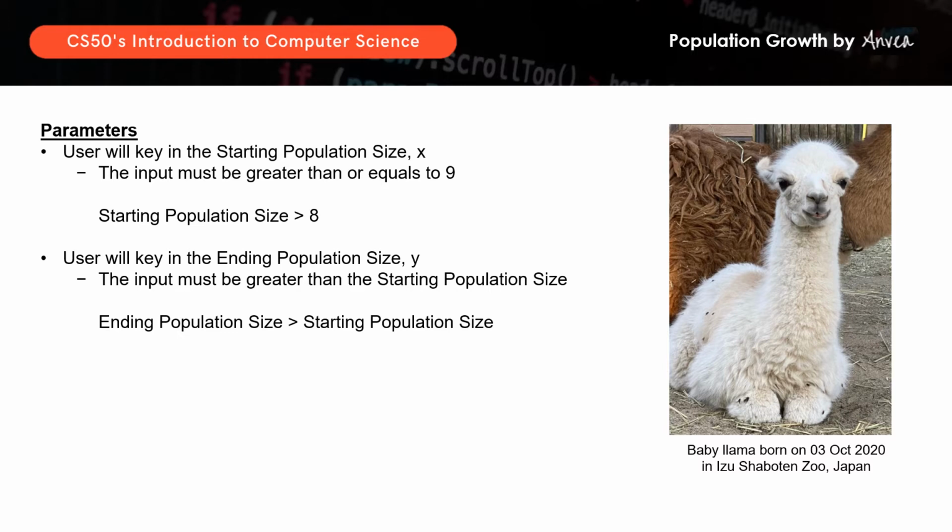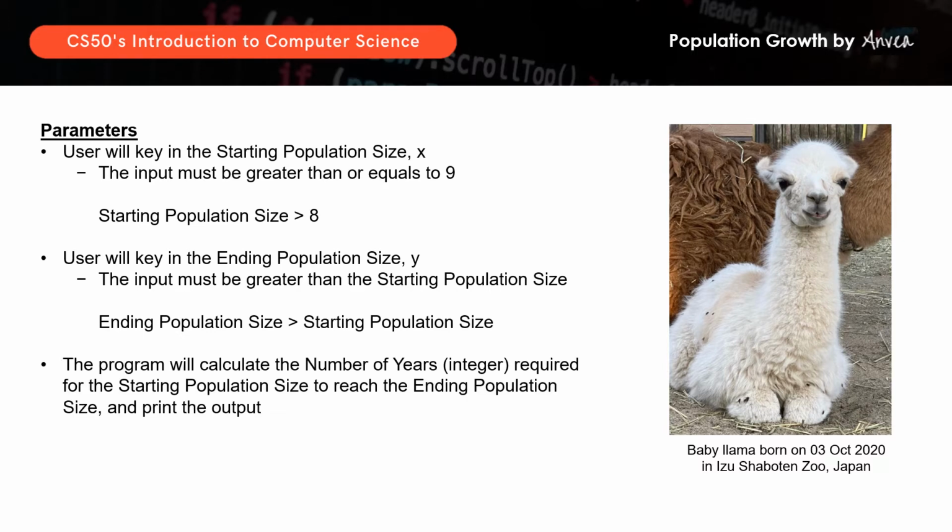So what the program must do is calculate the number of years required for the starting population size to reach the ending population size and print the output. What this means is that you know that with every year, the number of llamas will increase, but how many years will it take for the number of llamas to actually reach your desired ending population? That is what your program must print. Likewise, in this case, you will take the number of years to be represented by n. So now we can see that we've come up with the logical sequence of what we want to input into our program to kickstart the whole thing. So let's formulate the code now for this segment that we have.